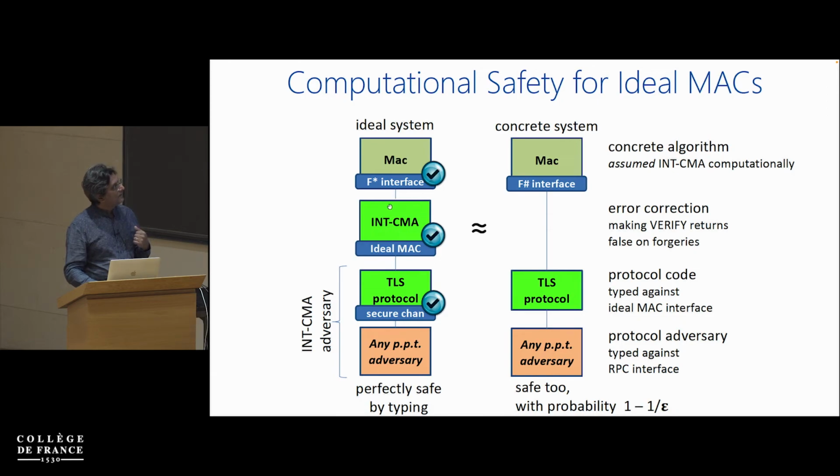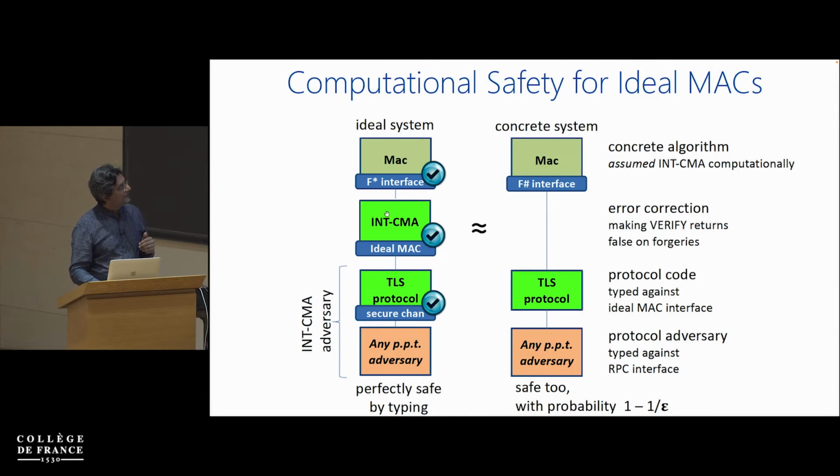And here the fact that this int CMA module is indistinguishable from the concrete MAC module, that is a crypto assumption. But that's a classic crypto assumption all cryptographers make. It has to be justified by the fact that the TLS protocol will only use the int CMA module with a certain discipline. And that we have to verify, that the TLS only uses MACs in the sound way. And that we will verify by F star type checking.